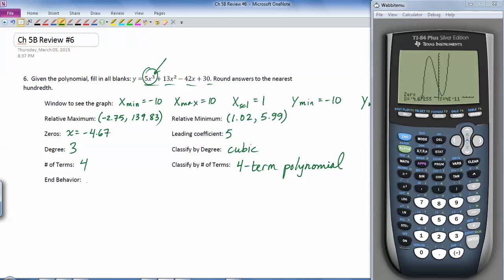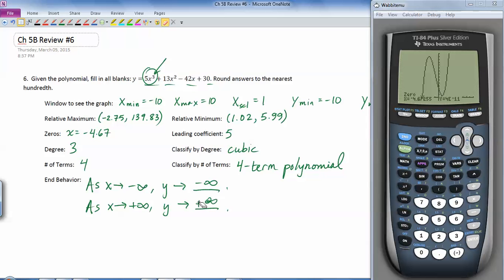And then the end behavior, that's the stuff as x goes to -infinity, then y goes to blank. And as x goes to +infinity, then y goes to blank. And so you can do this two ways. One way is you could look at the graph and say, well, look, as I get further and further to the left, so as x goes to -infinity, y goes downwards. So that goes to -infinity. And then as x goes to +infinity, well, y goes upwards. So y goes to +infinity.